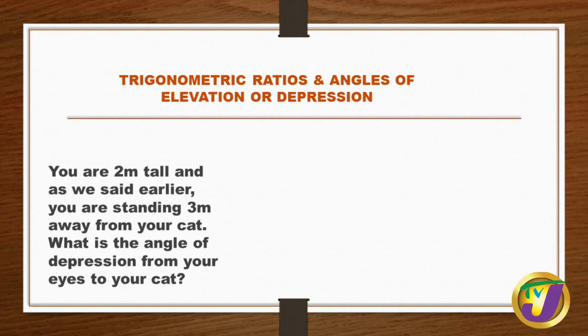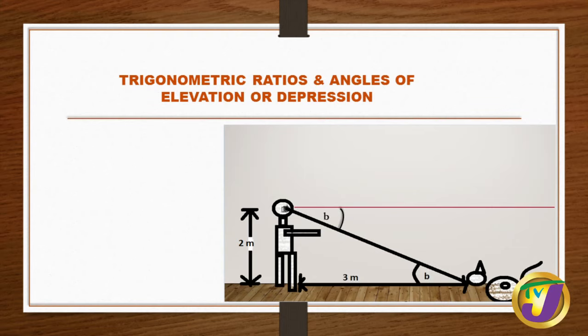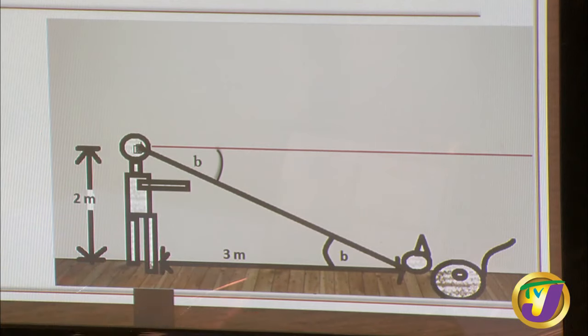So let's remember, make a sketch. So let's see what that looks like. So we have that. And the question asks us for the angle of depression. So based on what we have, what are the sides that we have? I'm looking at this, and this side, with 2 meters, seems to be the opposite side, and the side with the 3 meters seems to be the adjacent side.